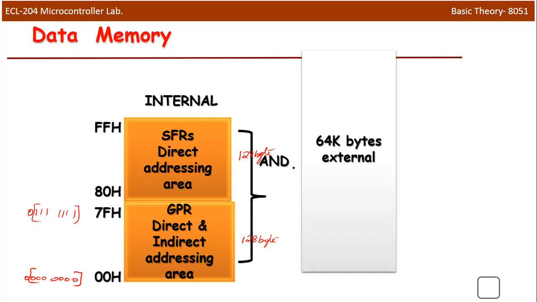So this is a data memory structure. Okay, so please make clear that in the case of program memory, if you are using the internal 4K, externally you can connect only 60K. And if you are not using this 4K, externally you can connect 64K. But in the case of data memory, you can use this 128 byte plus 64K externally. So that's the difference. So the external memory is 64K, so we need to address from 0000H to FFFFH. Okay. So that's the address range of external.